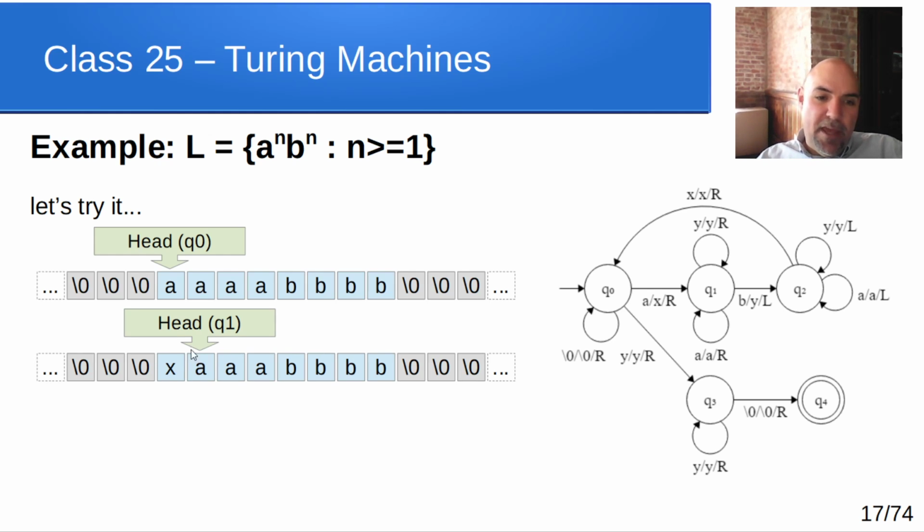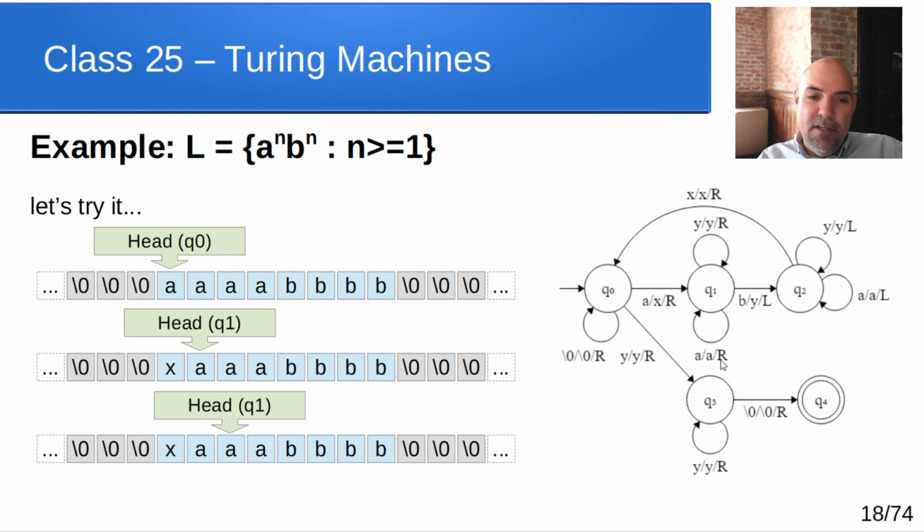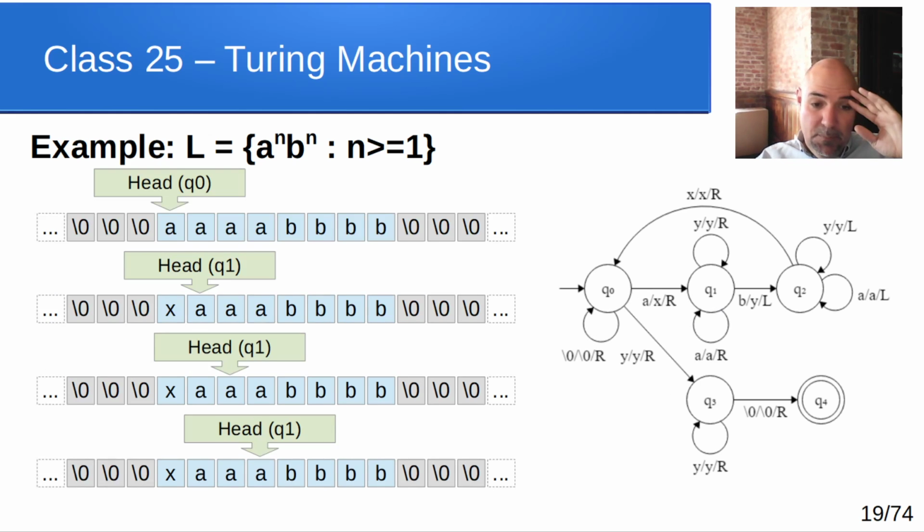So there I wrote the X, and I moved 1 to the right, which now puts me over this next A. But now I'm in state Q1, because now I'm over here in my finite state machine. So now I'm in Q1 and I see an A. What do I do? I write an A and move 1 to the right. I wrote an A, left it there, moved 1 to the right. Same thing is going to happen again. Write an A, move to the right. Now I'm still in Q1.